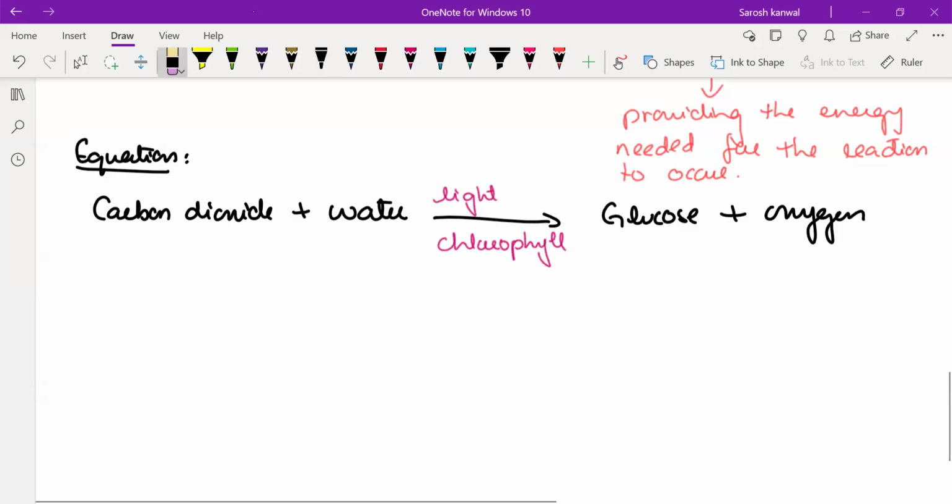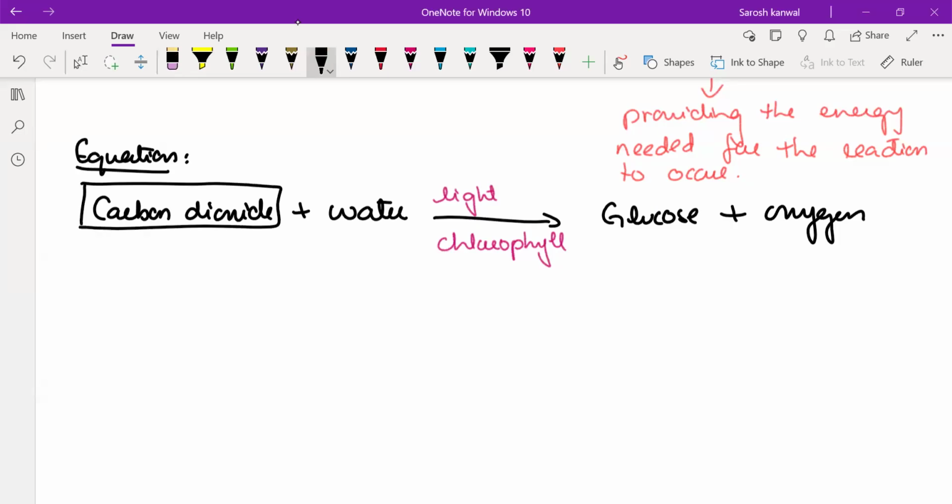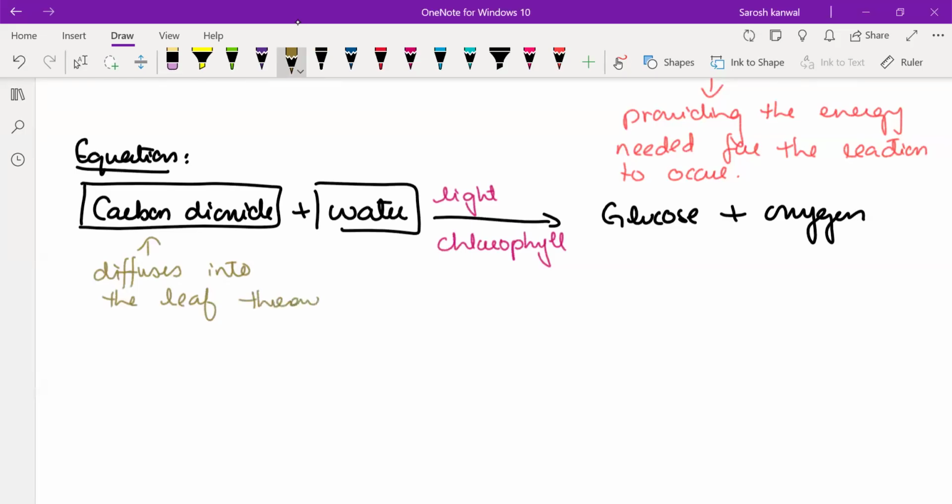Now this carbon dioxide. Here we have the water. So where does this carbon dioxide come from? We know that it diffuses into the leaves through the stomata, right? What are stomata?